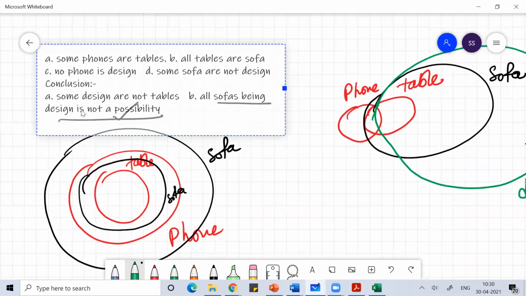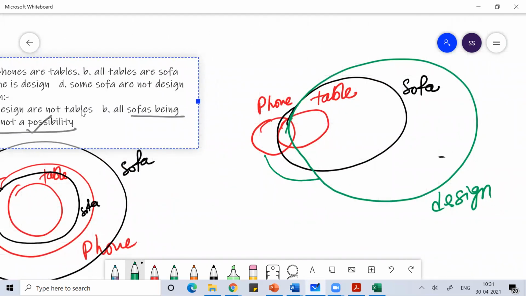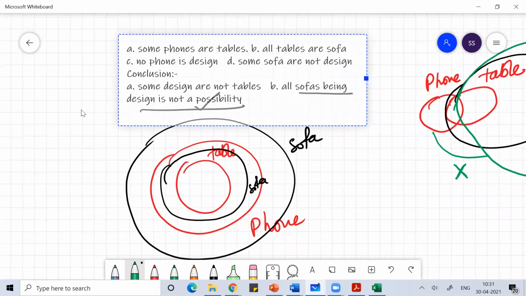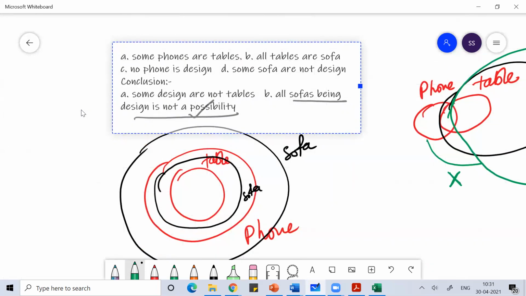It's written no phone is designed. Phone and design, there is no intersection. So you can see that. Some phone are table, all table are sofa, then some sofa are not designed. When we talk about sofa and design, this diagram is not possible.